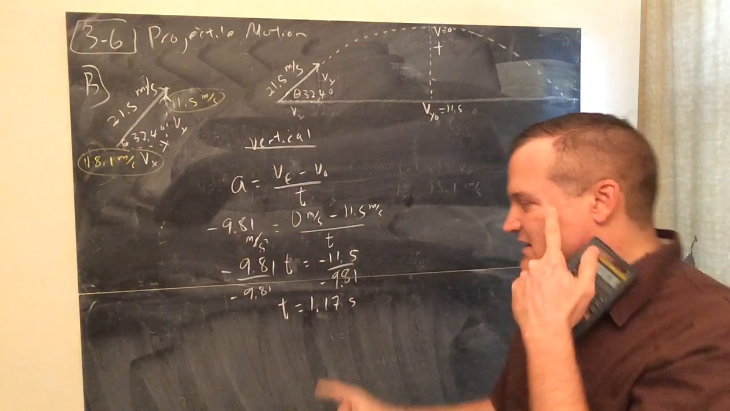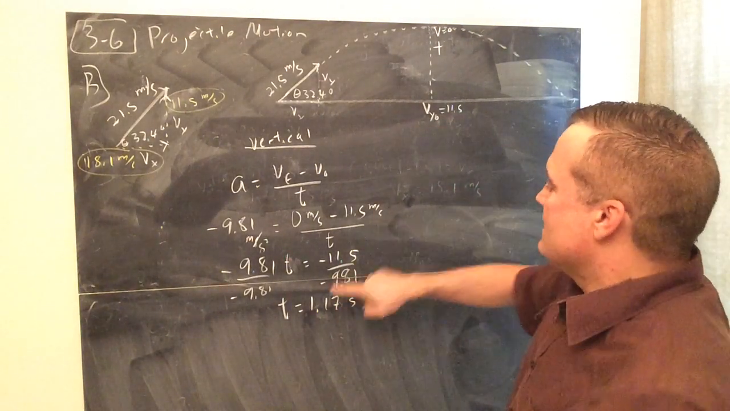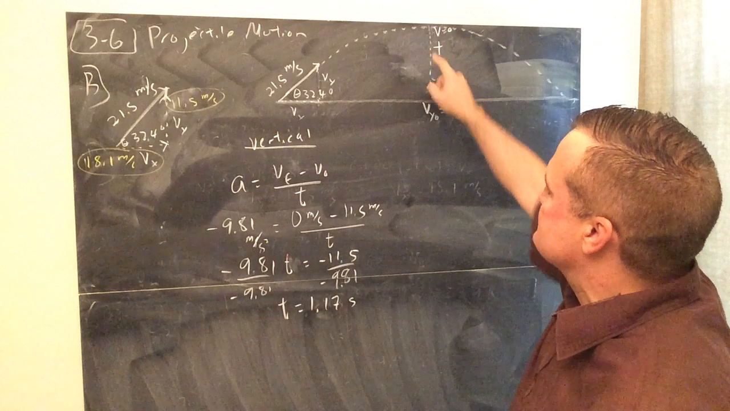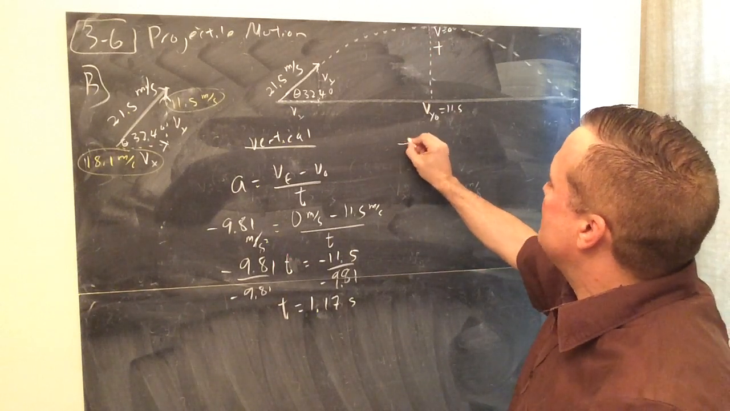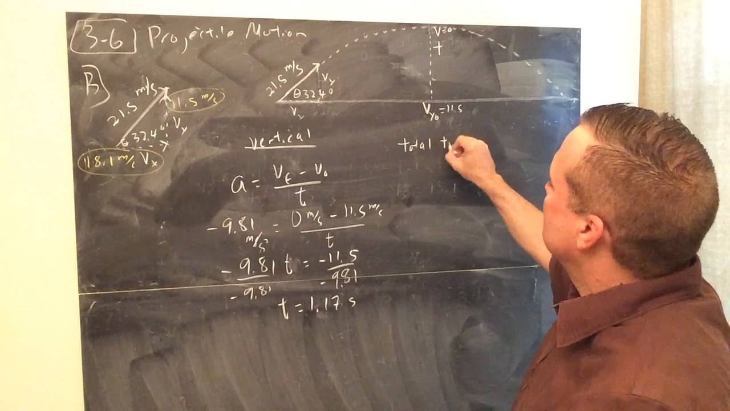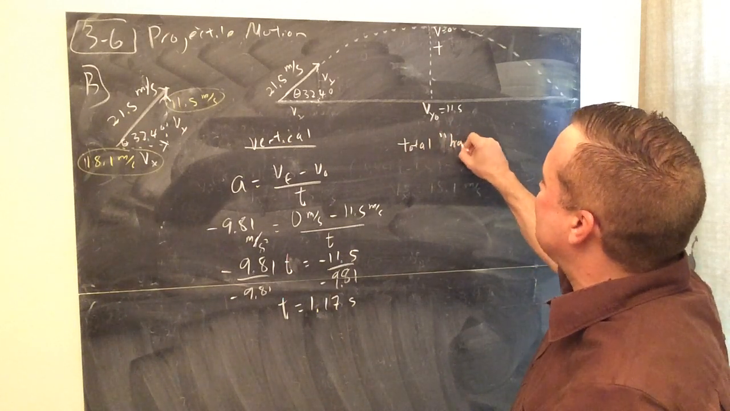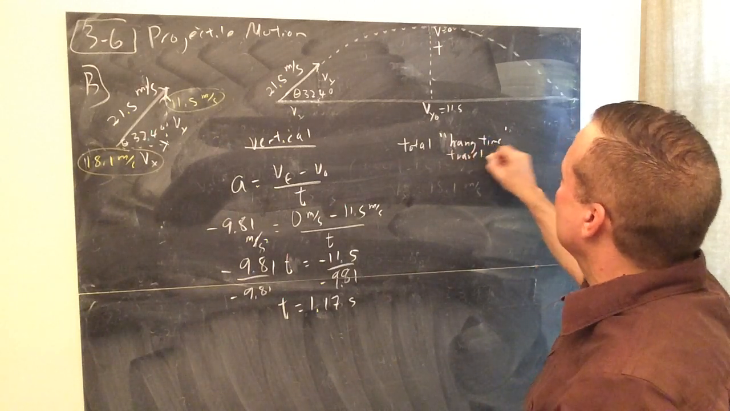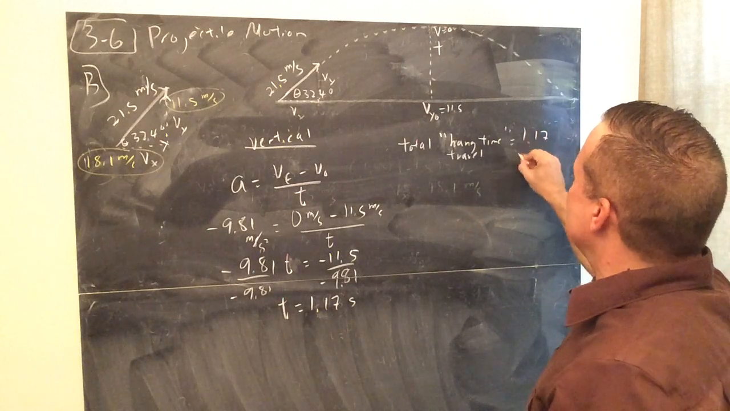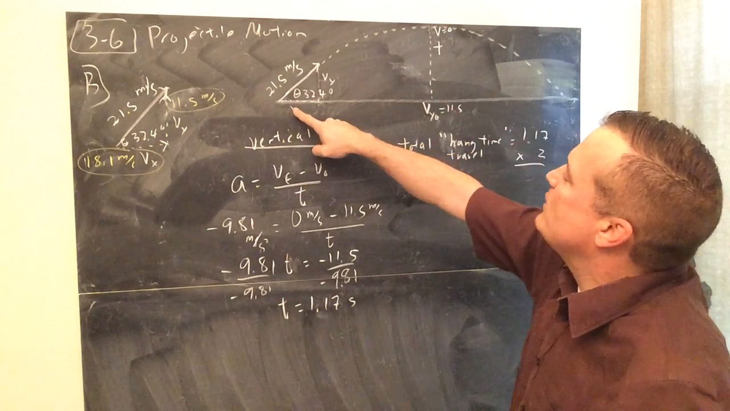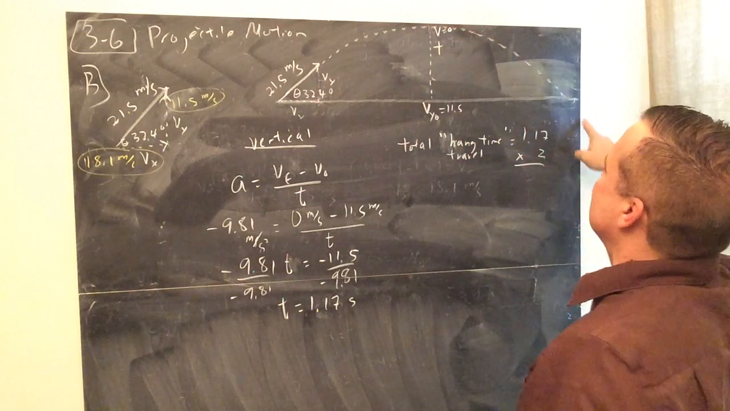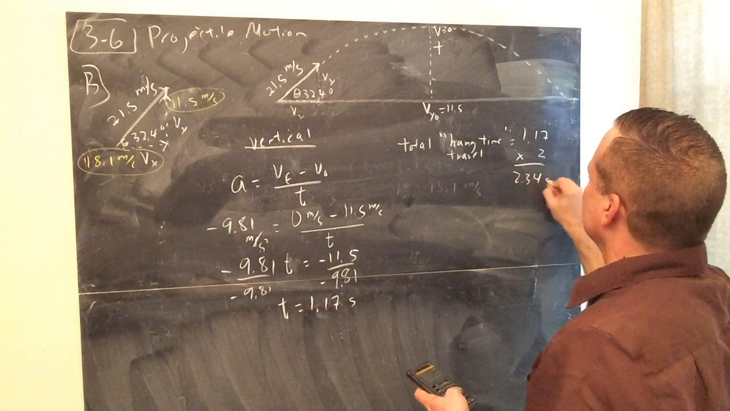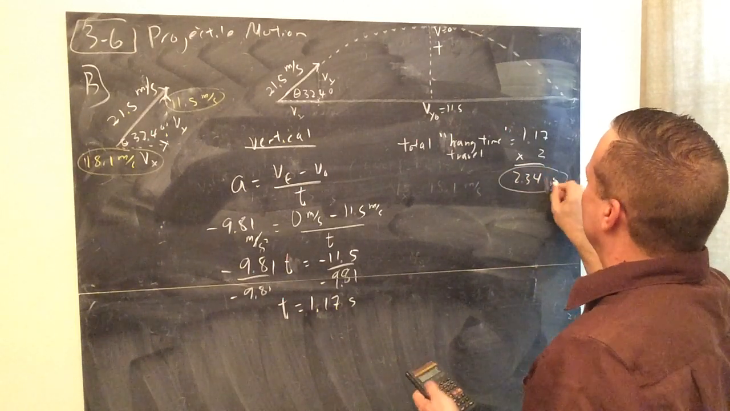Now, this is telling me how much time to the highest point. Okay, so the time to the highest point is 1.17 seconds. All right. Total time of travel, I'll put hang time. Remember, hang time means in the air. Total hang time, or travel time, equals 1.17 times 2. You just double it. So 1.17 seconds to get up to the highest point, and 1.17 to get down. So 2.34 seconds. That's your total time that it's traveling.